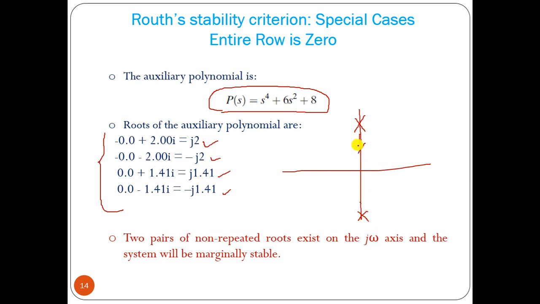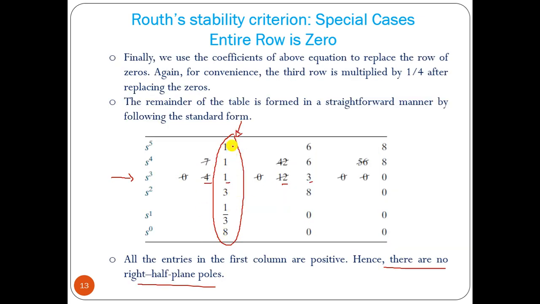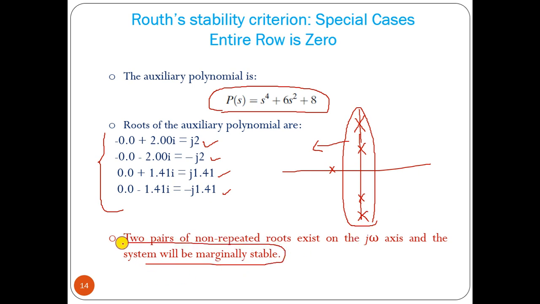Okay, plus 1.41 minus j1.41. So four poles are there, and here we have 5. So we must have another pole which is not on the right half plane, because there is no sign change, right? So that pole should be on the left half plane. That means your system is not unstable, right? The system is marginally stable because we have non-repeated roots on the imaginary axis. So the system is marginally stable.